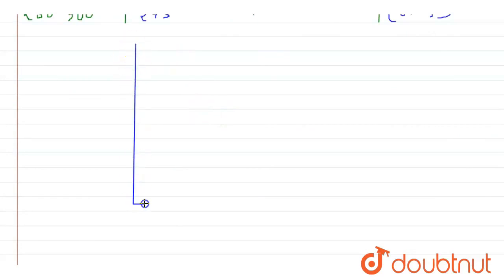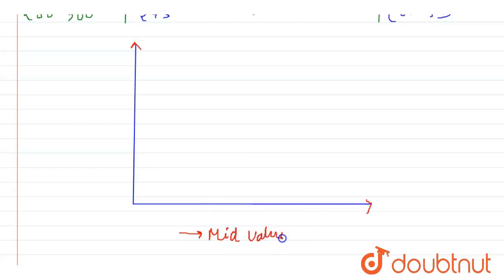So here I make a graph, right? Okay, so that's a graph. Here I will write down the mid values. I will start from the origin, that's 0, 0 to 50, 50 to 100, 100 to 150, 150 to 200, 200 to 250, and 250 to 300. I will write down the points, right?